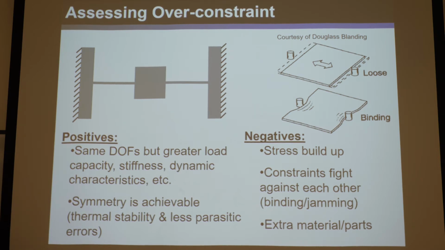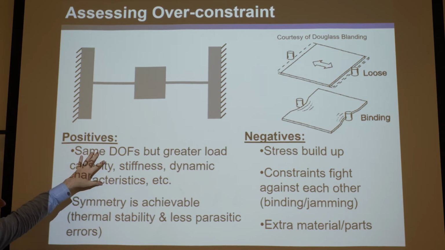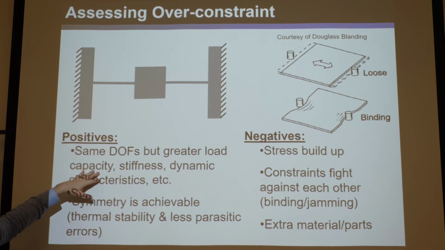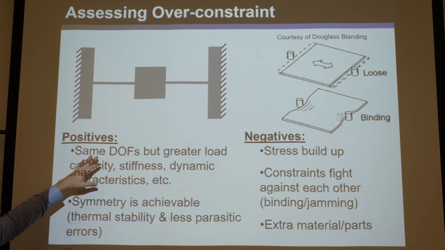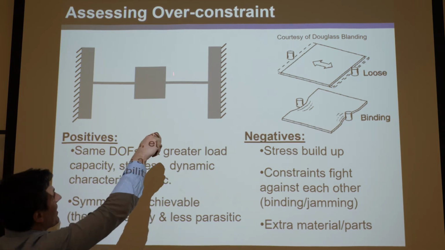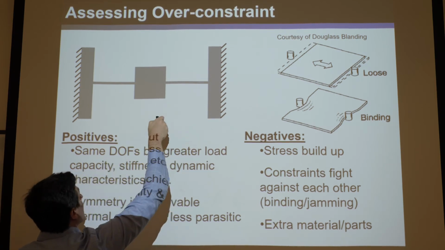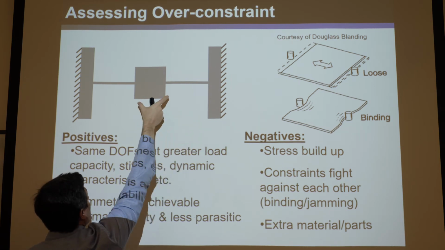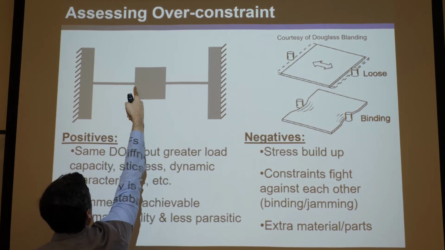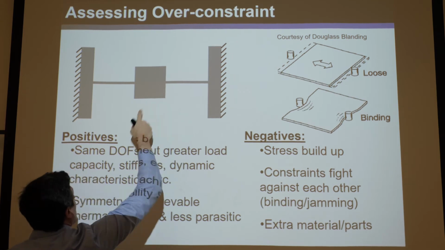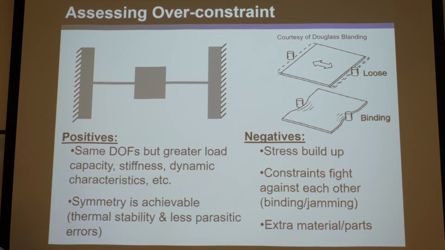For instance, if you over-constrain this in this way, you can increase the load capacity, the stiffness, and the dynamics without changing the degrees of freedom. If I get rid of this guy and I push on it in this direction, in reality, this could buckle. But if I add this guy and I have this in its ground and I push on it this way, this guy might try to buckle, but there's no way this guy's going to let it. So it'll have a much higher load capacity. It'll be able to withstand a much higher load. And that can be really good if you're stronger, right?